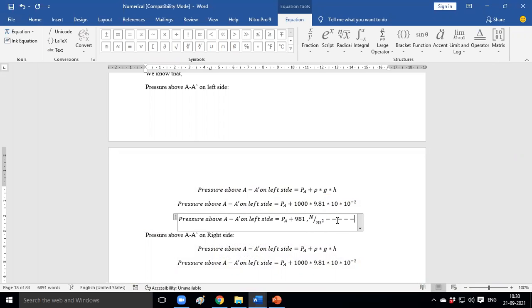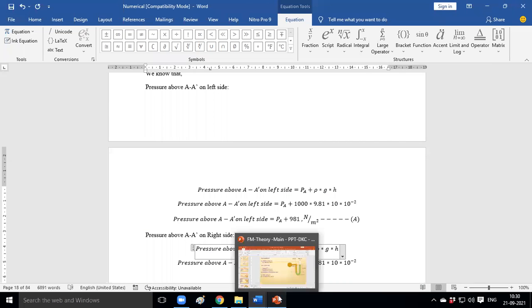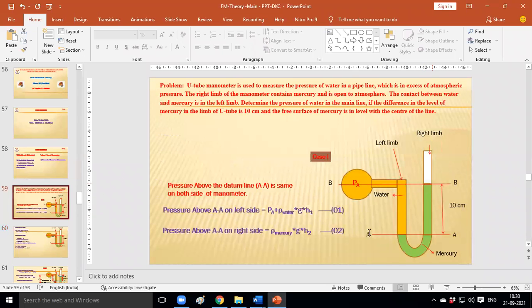This we can call it as A. And similarly, we need to write another equation for the right side of the limb above the datum line AA'. So pressure above the datum line on the right side. How many fluids are above the datum line on the right side? The figure is available here. Above the datum line on the right side, how many fluids? One. Only one fluid. And how much is the height of that fluid? 10 centimeter, correct.